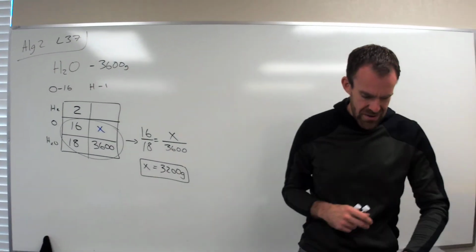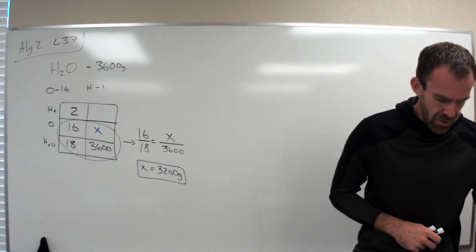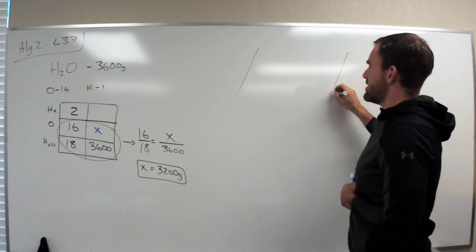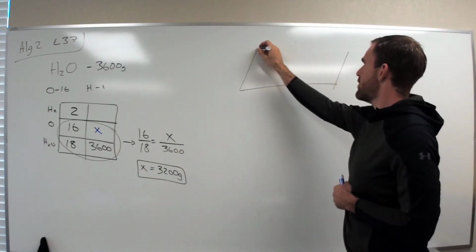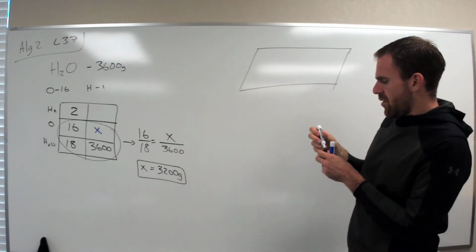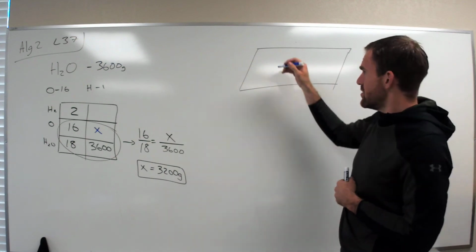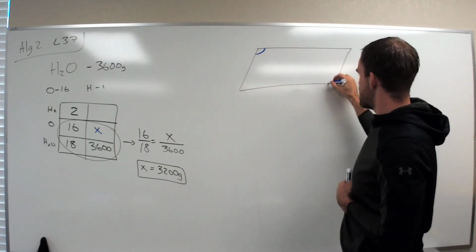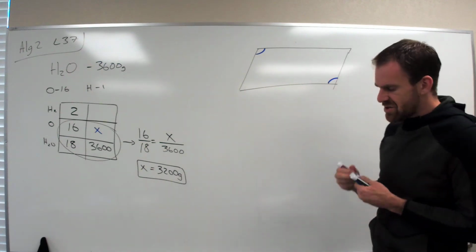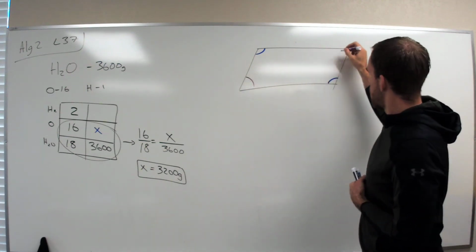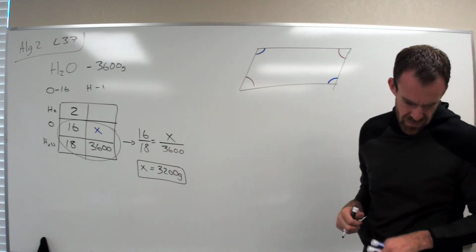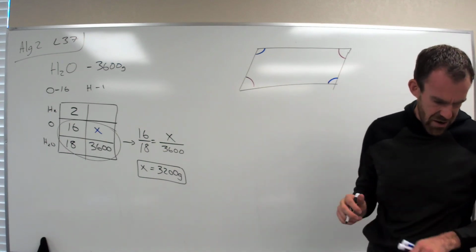Now the second part of this lesson is on parallelograms. So these are shapes where you have two sets of parallel lines. Here's the trick. In a parallelogram, all of the opposite angles are identical. So these two are equal, and these two are equal. So if they give you a problem like this, you can solve it out.